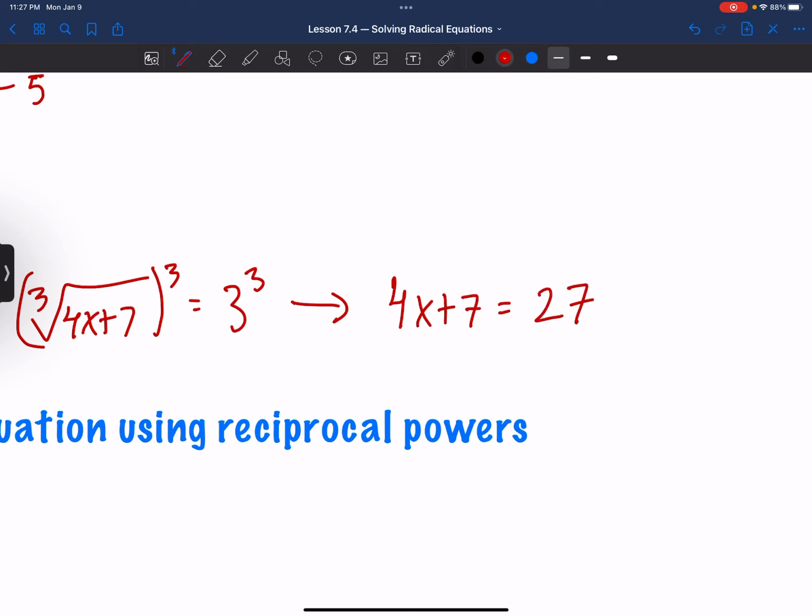From here, that's a very basic equation we can solve. Subtract 7 from both sides. I get 4x equals 20. Divide both sides by 4. Therefore, x equals 20 over 4, which is 5.